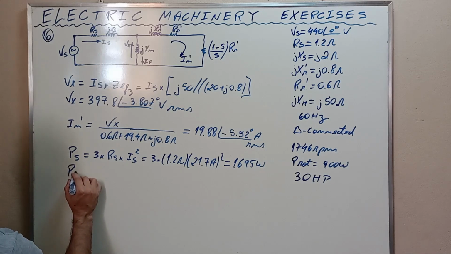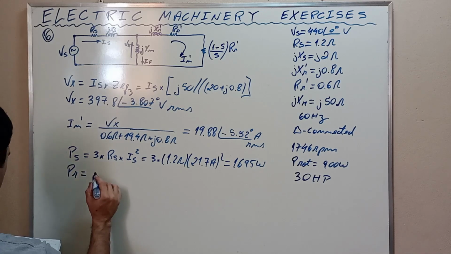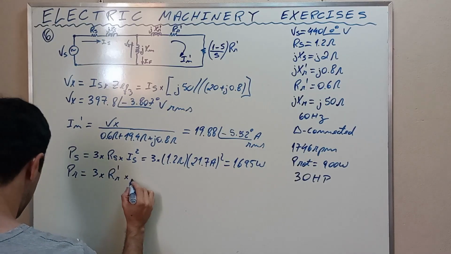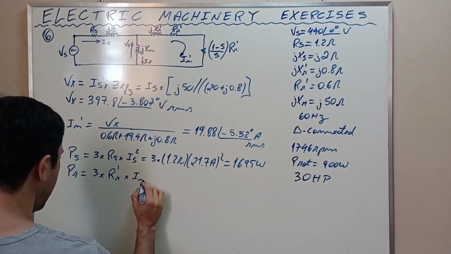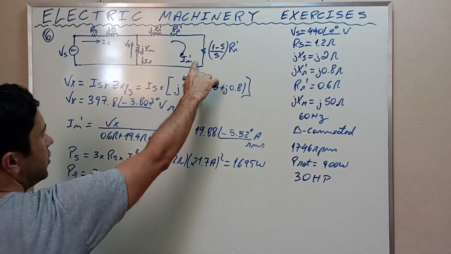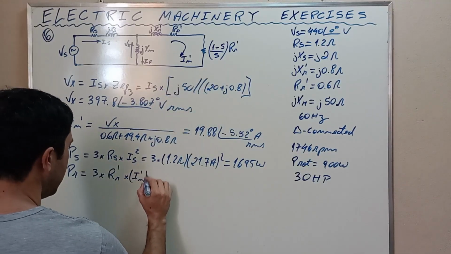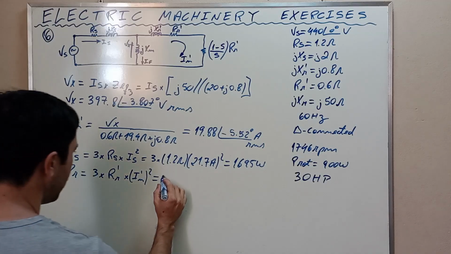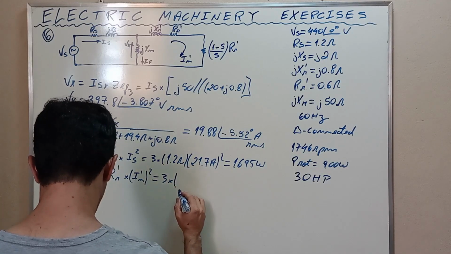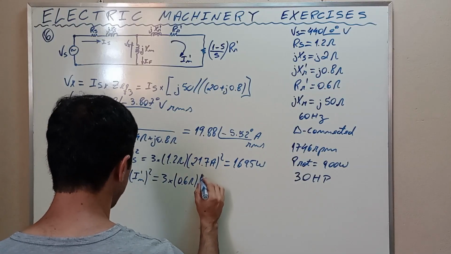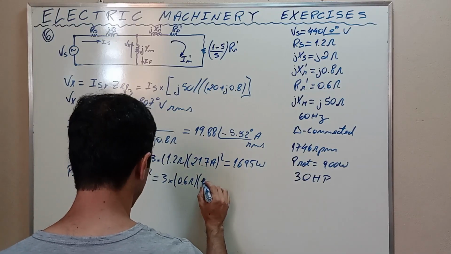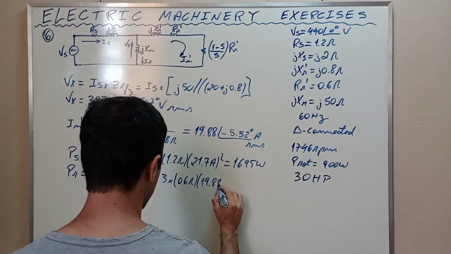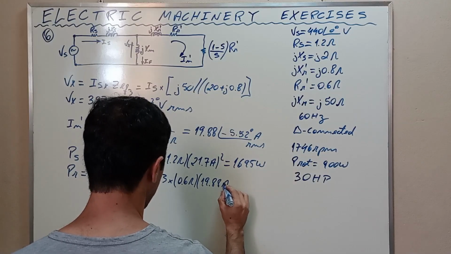Now let's calculate the copper losses in the rotor. The copper losses in the rotor will be equal to 3 times R prime times IM prime squared. We are going to use this current squared to calculate the rotor copper losses, and it is going to be equal to 3 times 0.6 ohms times 19.88 amps squared.